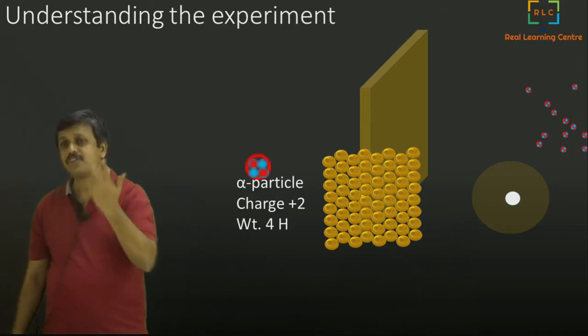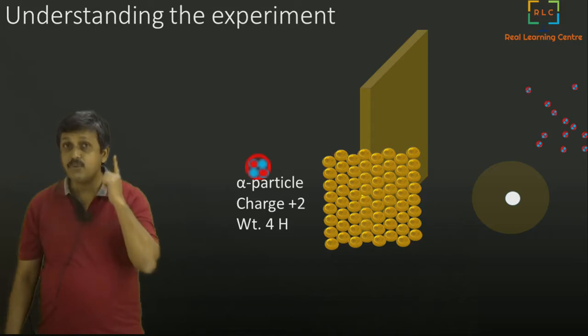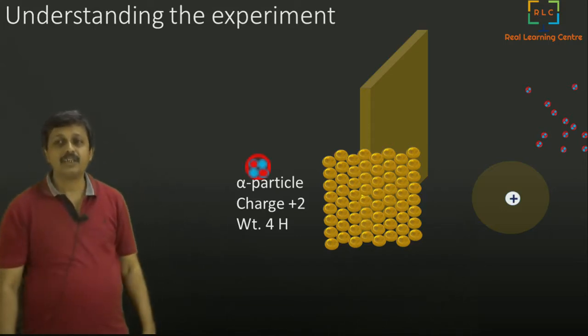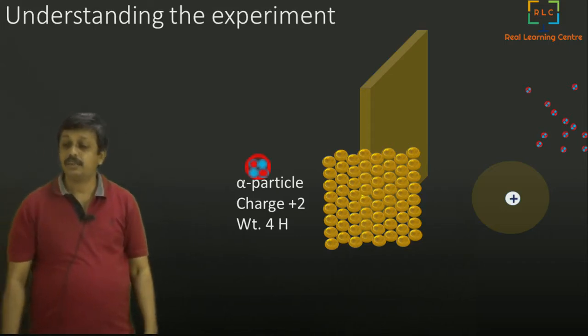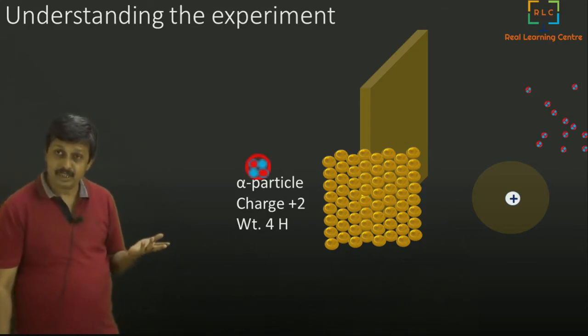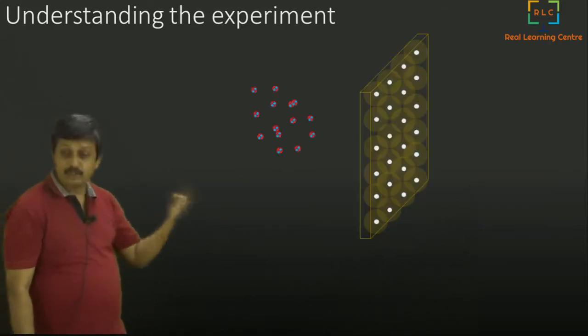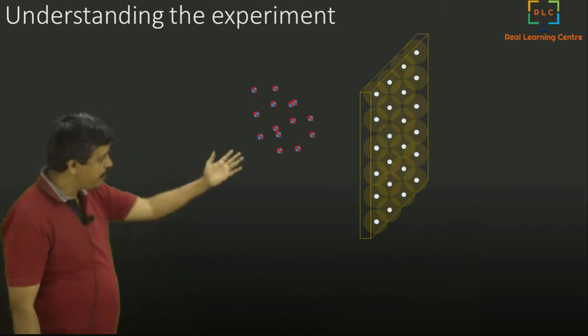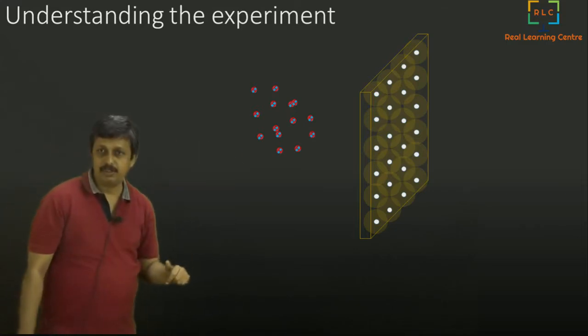So, if you assume such a model, then you can explain why most of these alpha particles actually went through. So you now put back the same model here instead of the earlier model.